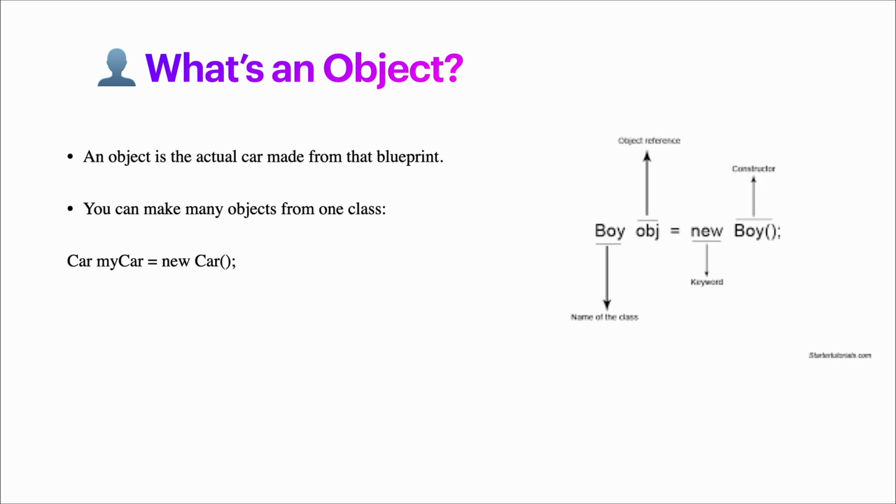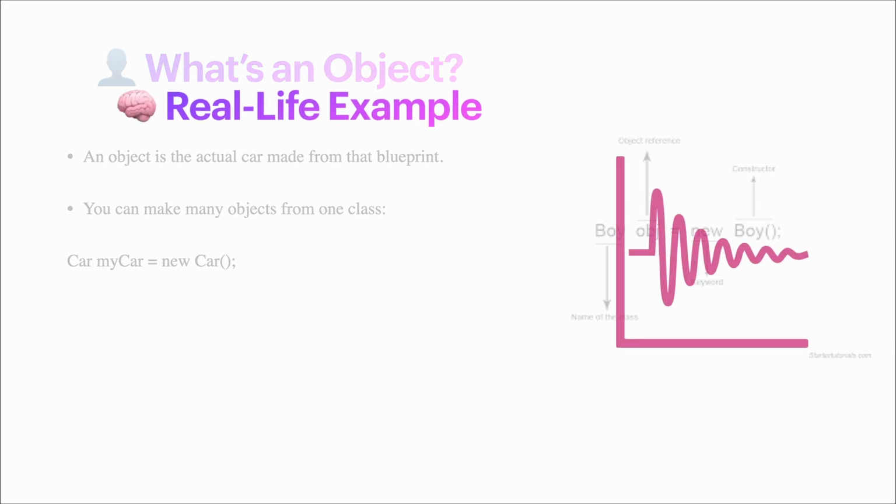So if you look at the image, you see boy, which is the name of the class, followed by the object reference, and followed by the new, which is a keyword, and the boy, which is a constructor. Okay, after staring at that image for a minute, I hope you already understand it. Now, next up is real life examples of objects.